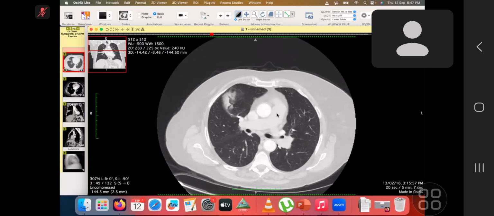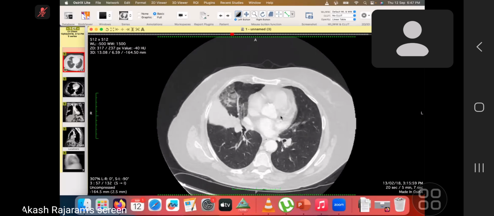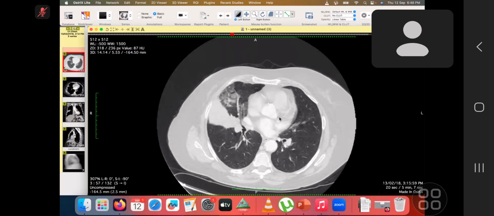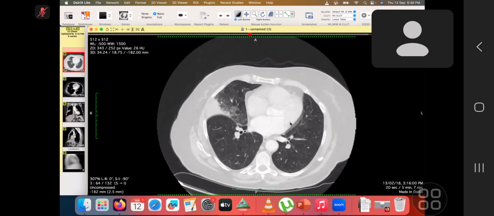So again, I would recommend, I think in the first instance, referral to the lung MDT for further discussion regarding whether this may require biopsy. I can't see any associated lymph nodes within the mediastinum on the lung windows, but I would also check on the soft tissue windows.